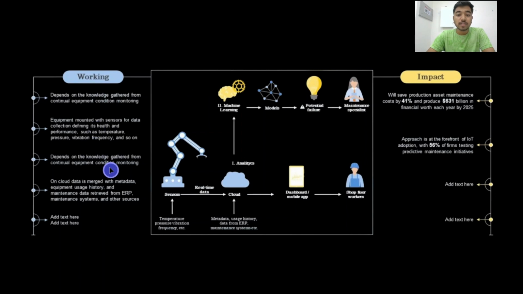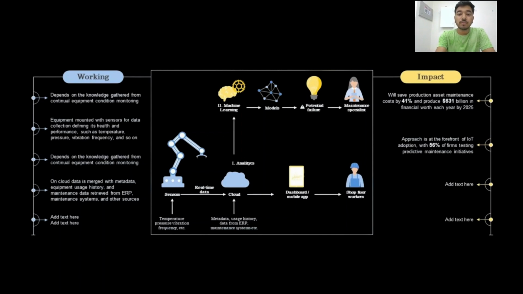Predictive maintenance begins with continuous monitoring of industrial equipment using embedded sensors. These sensors capture health and performance indicators like temperature, pressure, vibration, usage frequency, and more. The collected data is then merged with additional context like maintenance history, equipment metadata, and ERP systems data to provide a holistic view of the machinery status.